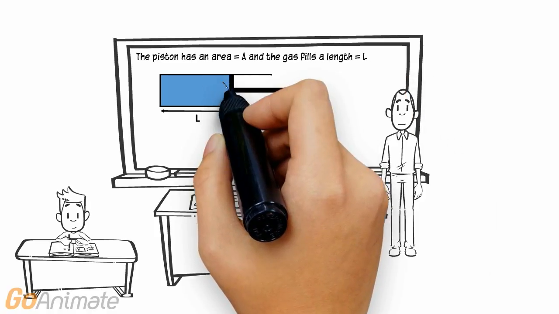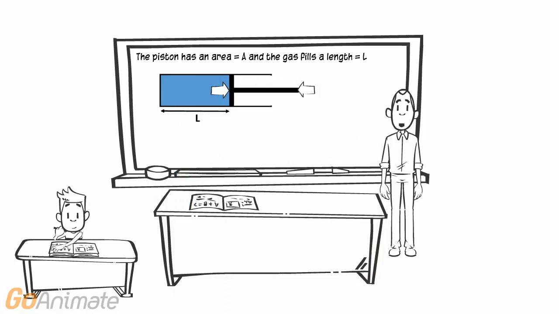In this case, equilibrium means that the pressure exerted from outside the cylinder on the piston is the same as the pressure exerted by the gas molecules inside the cylinder.